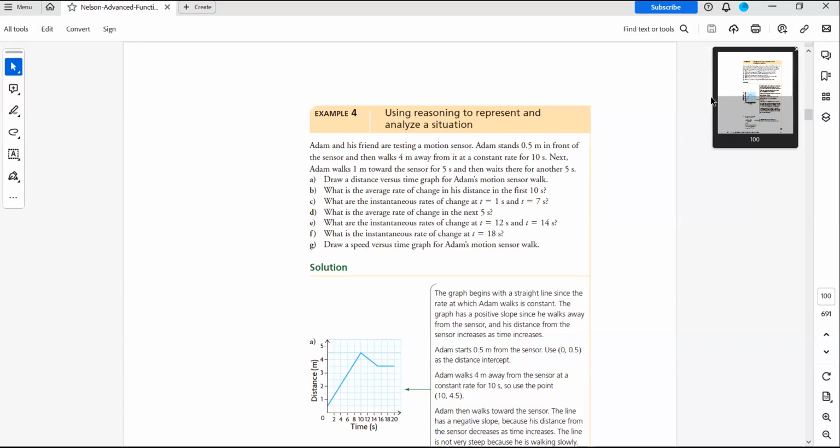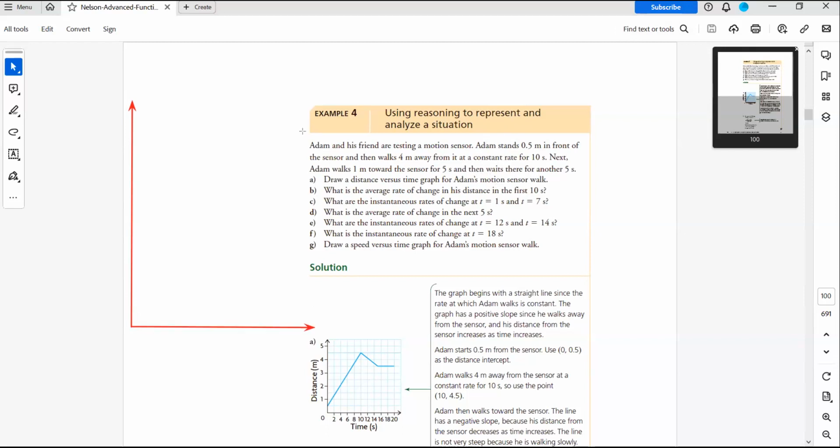Using reasoning to represent and analyze a situation. Adam and his friend are testing a motion sensor. Adam stands 0.5 meter in front of the sensor and then walks 4 meters away from it at a constant rate for 10 seconds. Next, Adam walks 1 meter toward the sensor for 5 seconds and then waits for another 5 seconds. Draw a distance versus time graph for Adam's motion sensor work. Okay, so let's do it real quick.